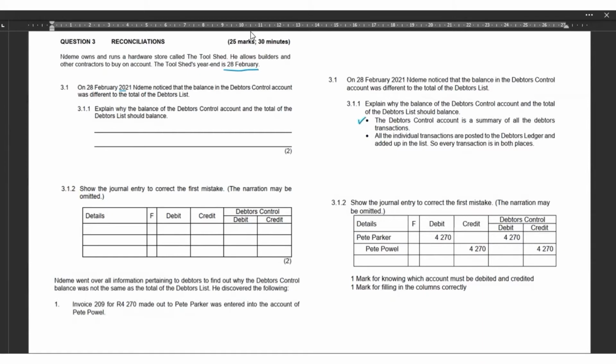The debtors control account is a summary of all the debtors transactions. All individual transactions are posted to the debtors ledger and added up in the list. Every transaction is in both places. Those are your important parts.